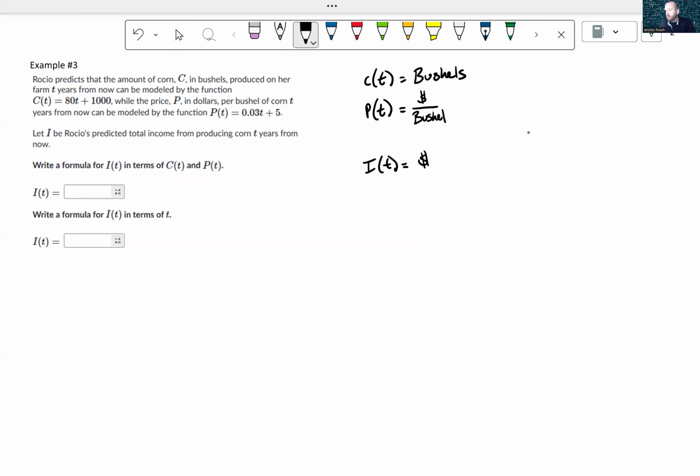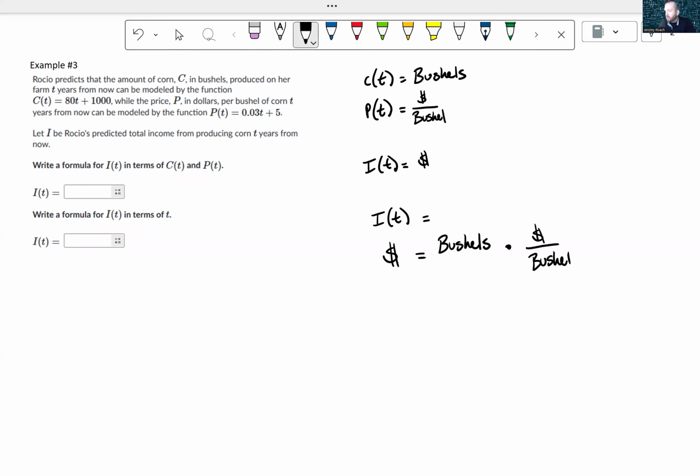So now we have to figure out what math operation we need to do to make an equation where we have I of t equals something with C of t and P of t. I of t is dollars, equals, and then we have to figure out what we have to do to make this a true statement. We have bushels, C of t, and we have dollars per bushel, P of t. And we would just multiply.